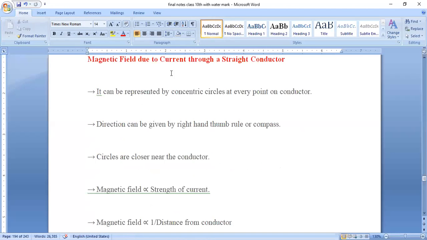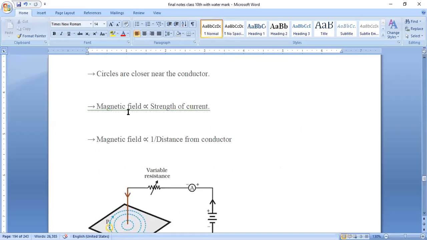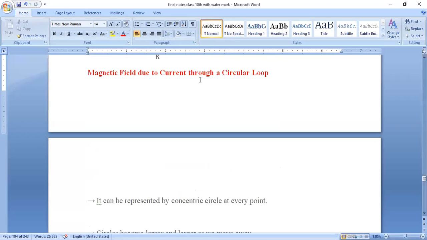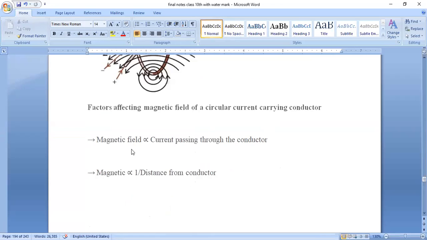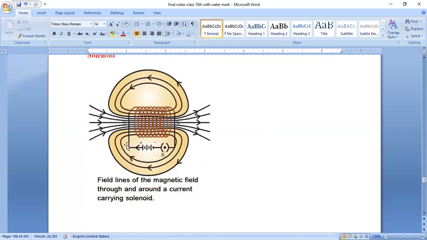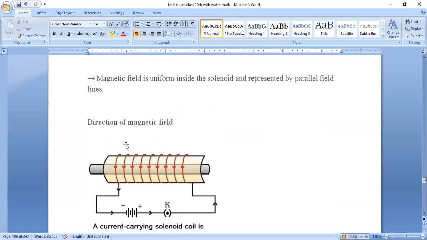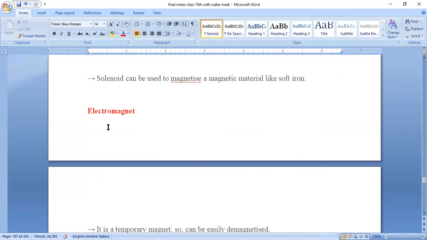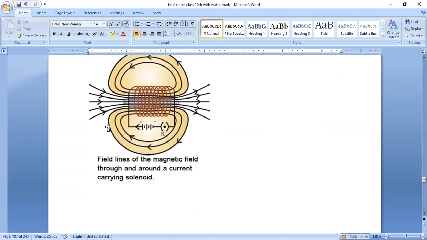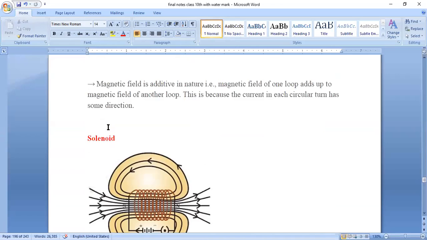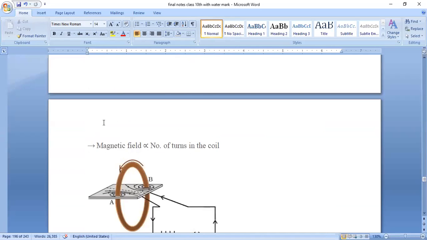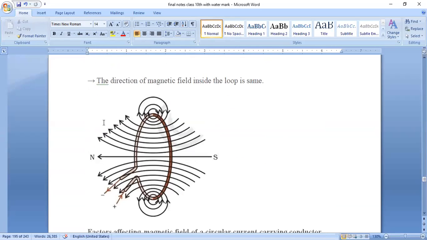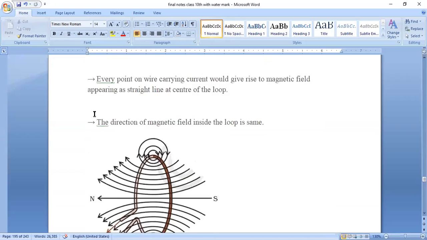So magnetic field due to current through a straight conductor, magnetic field due to current through a circular loop, magnetic field due to a solenoid. These three are super important topics. One question may come, or up to 3 out of 3 can come in the exam.